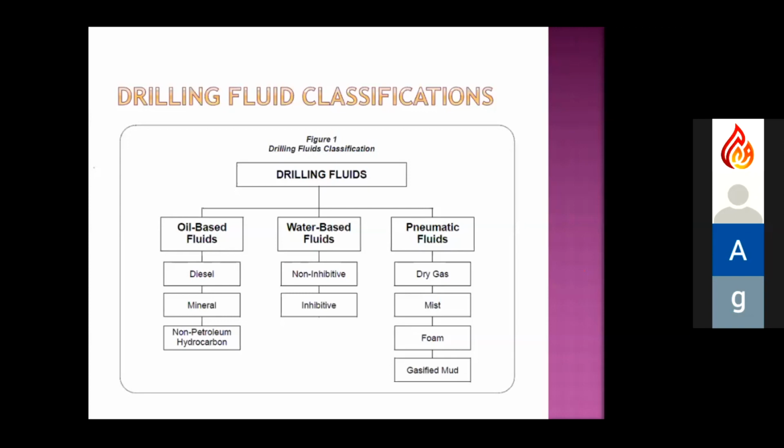For pneumatic fluids, we usually have some cases for underbalanced drilling. We use foam, mist, dry gas, or gasified mud. This is when we use mud with a very low mud density.